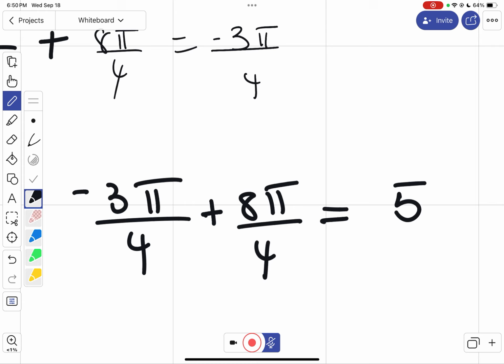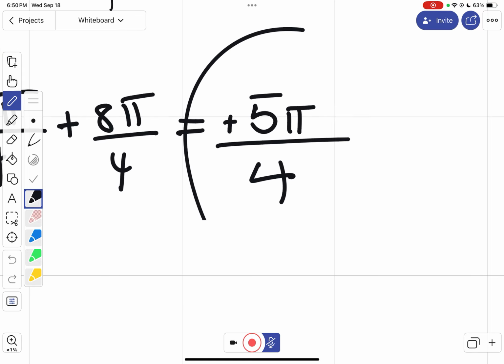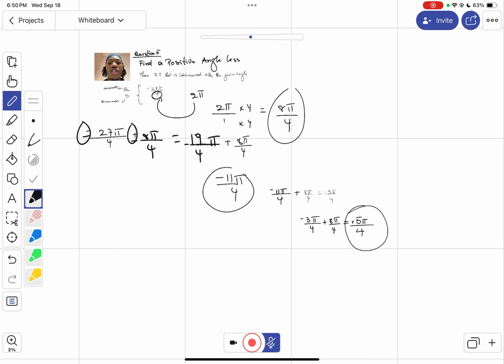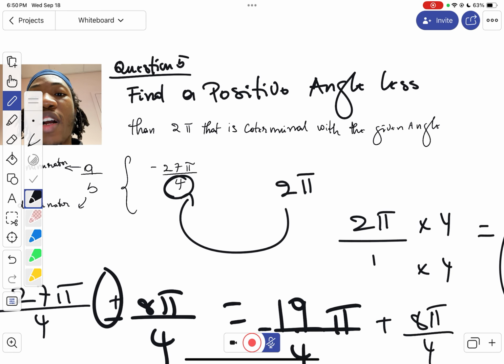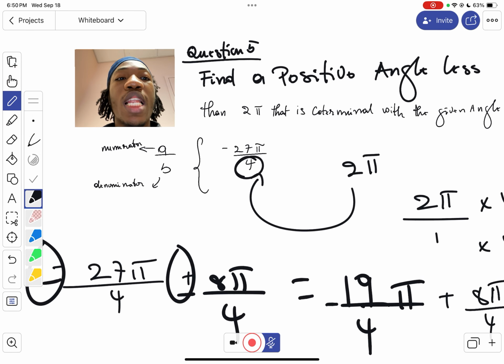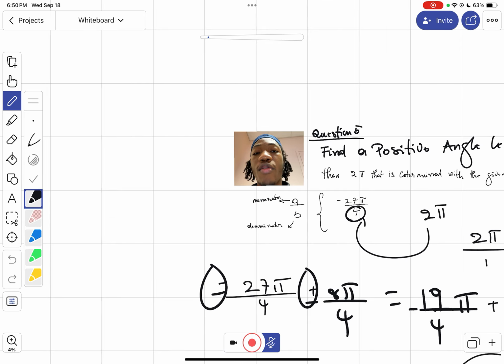Since the 8 is the bigger number, we're going to take the sign of the bigger number, which is plus, which is a positive. No need, but I'm going to add it because I want to show you guys what I'm doing. And then you have it over 4. So the final answer is 5 pi over 4. So the 5 pi over 4 will be the positive angle that is less than 2 pi, that is going to be coterminal with negative 27 pi over 4.